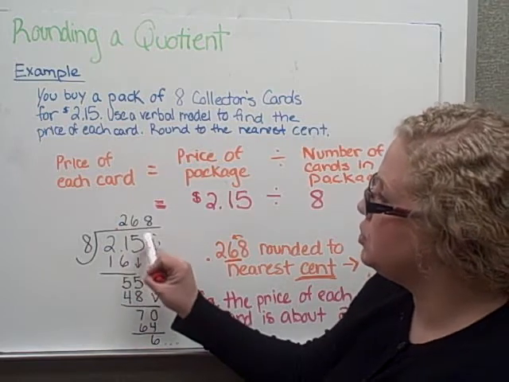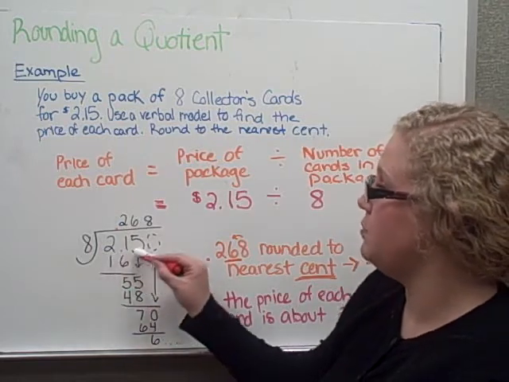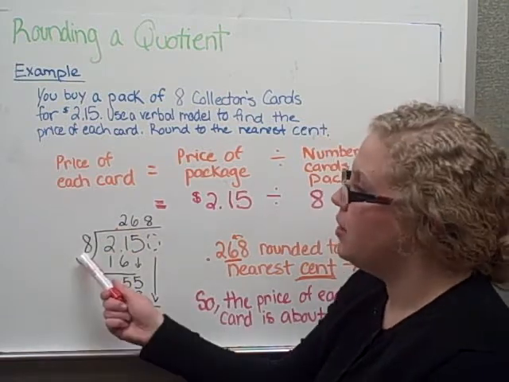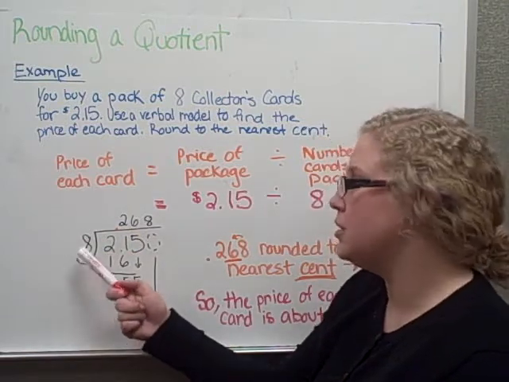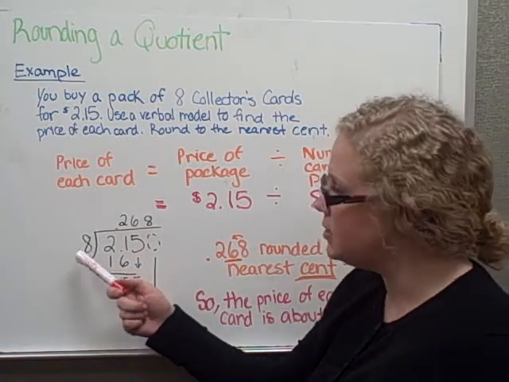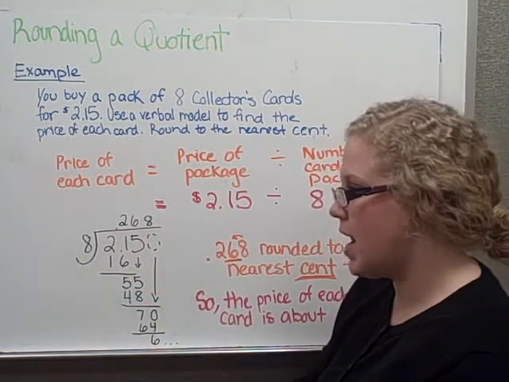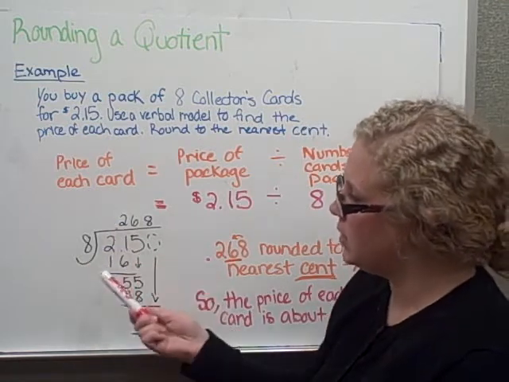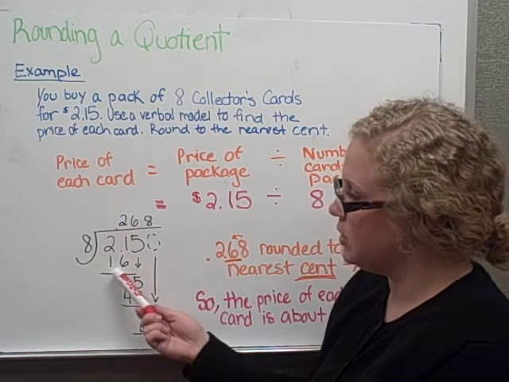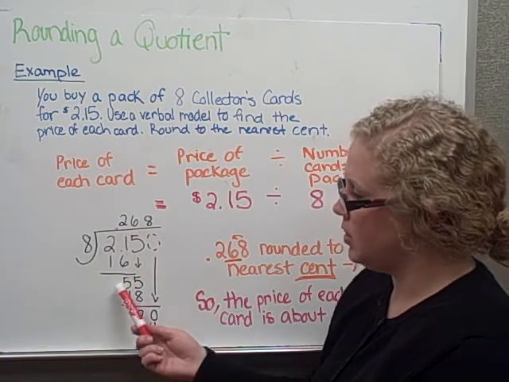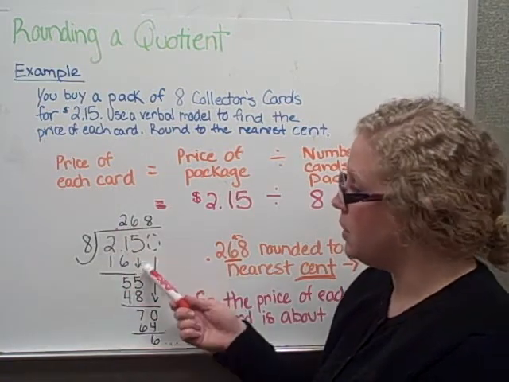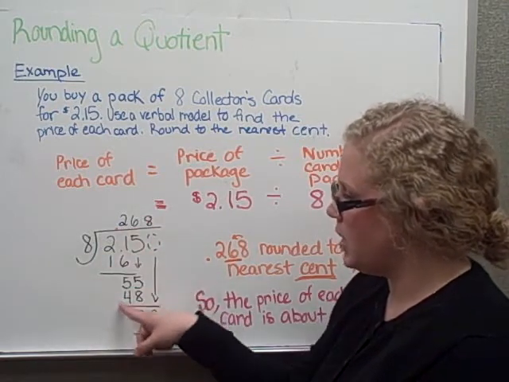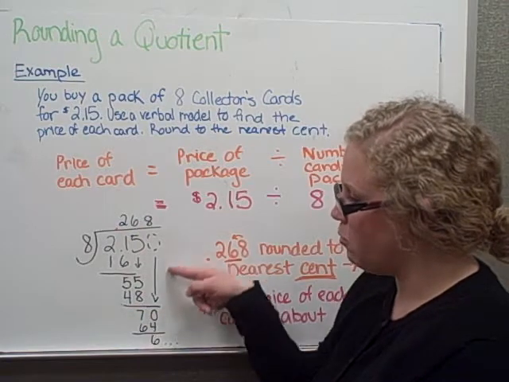So here's our original starting point. We have $2.15 divided by 8 individual cards. We don't have to worry about moving any decimal points over here since 8 has no decimal places in it. So we can just go right ahead into dividing. Divide as if they were normal whole numbers. 8 goes into 21 twice. That's 2 times 8 for 16. 16 from 21 gives a remainder of 5. We bring down our 5 here. 8 goes into 55 6 times. 6 times 8 is 48. The remainder of 7. Bring down our 0.